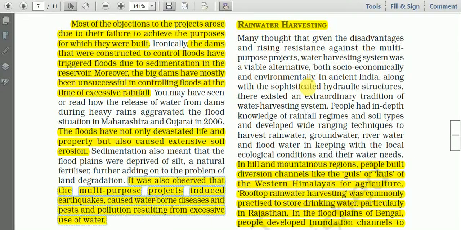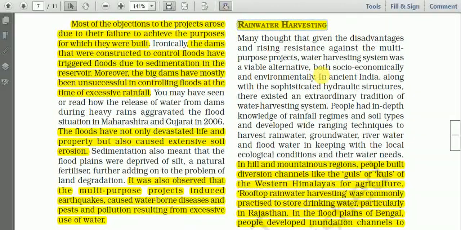Then next we have another important method for conserving water resources, that is known as rainwater harvesting. Do you know what rainwater harvesting is? Anybody? Tell me, what is rainwater harvesting? Saving rainwater for future use. Okay, very good. That is collection and storing of water for future use.